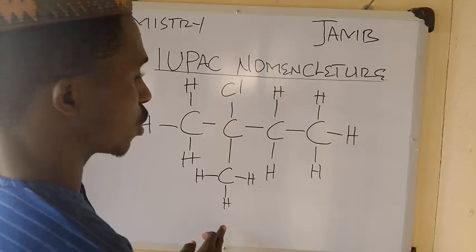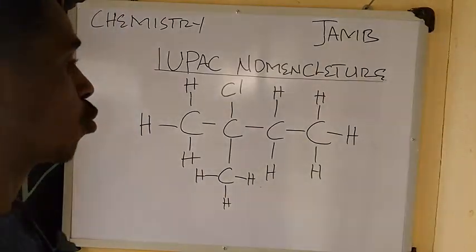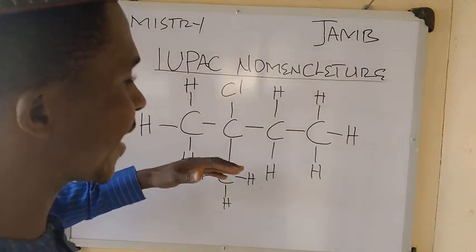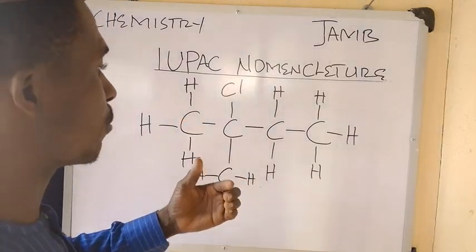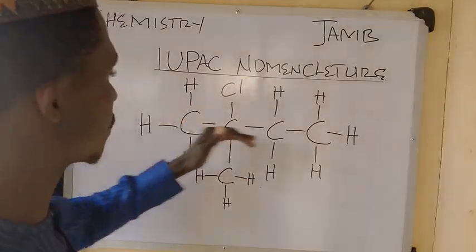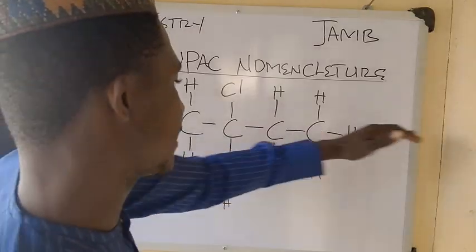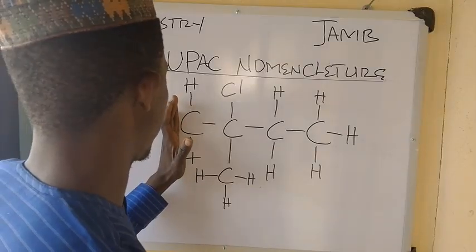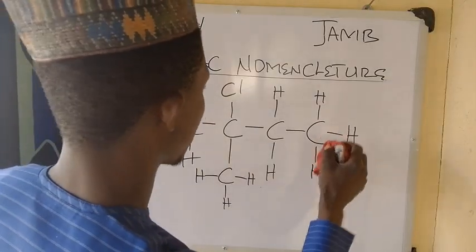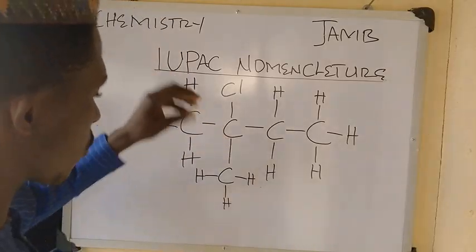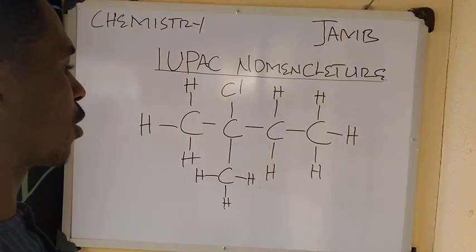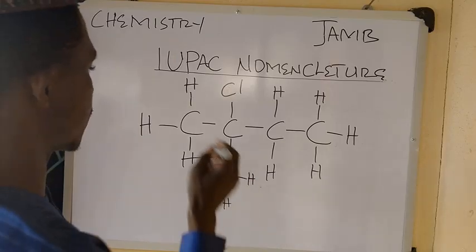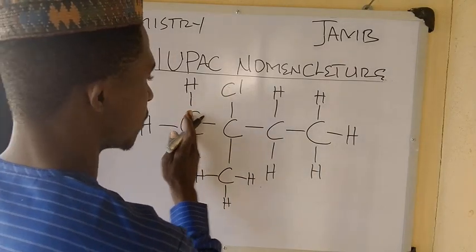Do you get that? So the first rule says we should choose the longest continuous carbon chain. So if I want to choose this longest chain, I will go like this. Do you understand? I will go straight, either from my left to right or right to left. Then we'll see how to number it. So my longest carbon chain is from this place to this place.